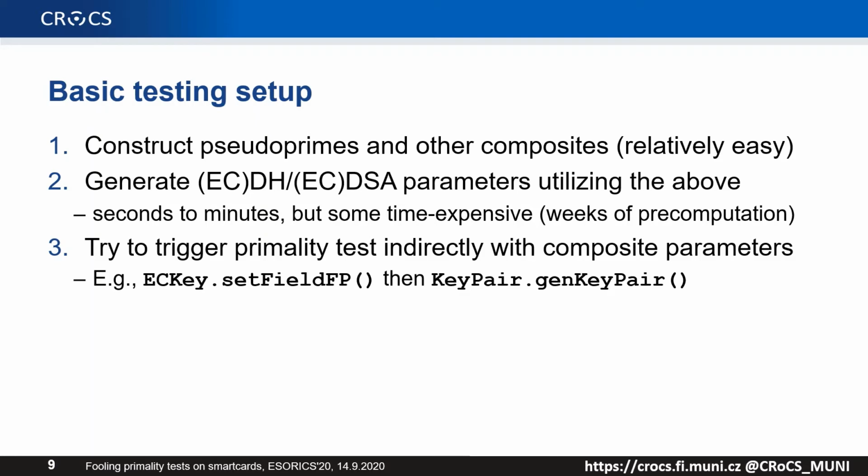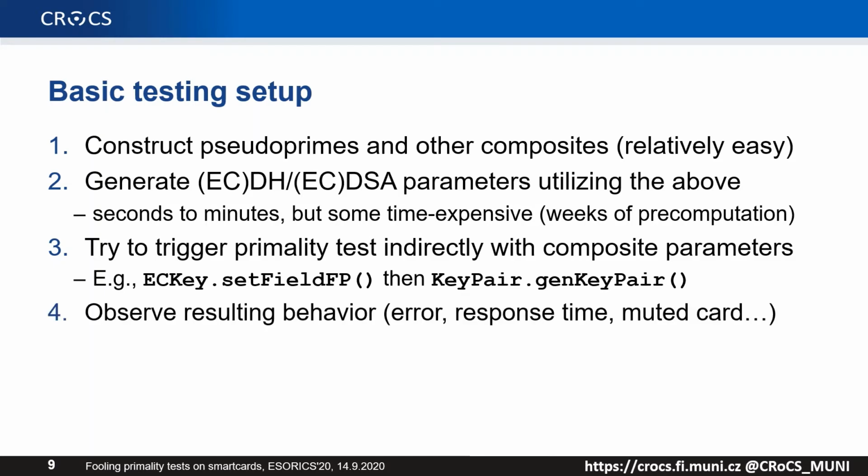We can start triggering the primality testing, but indirectly via setting the field FP, and maybe then calling the key generation method. The issue here is we need to not just set the domain parameters, we also need to generate a key pair, sign something, maybe verify it, because we don't know where exactly they are testing for primality. So we need to do the whole chain. And then we observe the resulting behavior. We look at what error is returned by the card, what the response time was, how long the card computed something, whether we got a muted card, and so on.